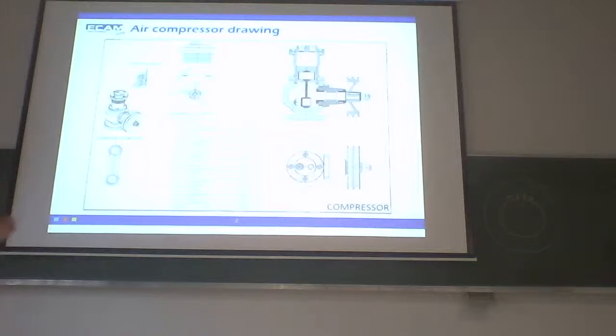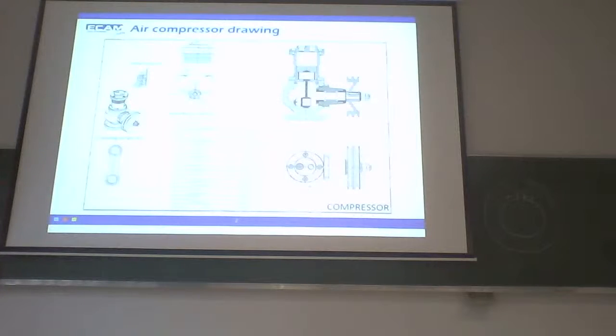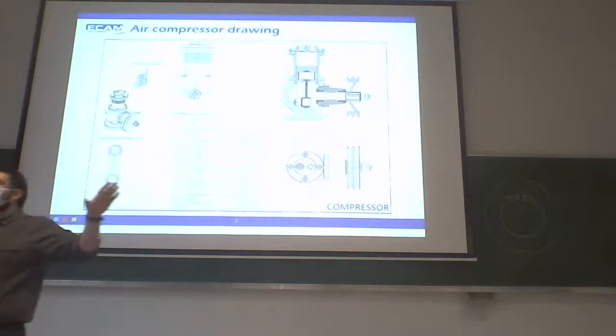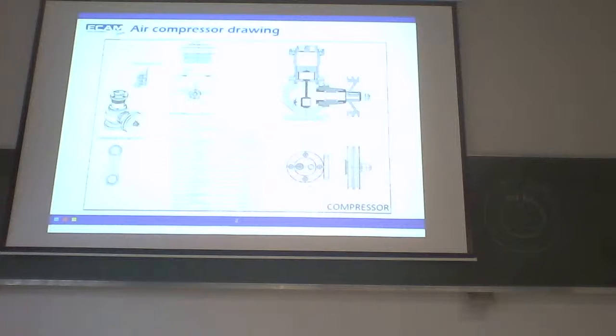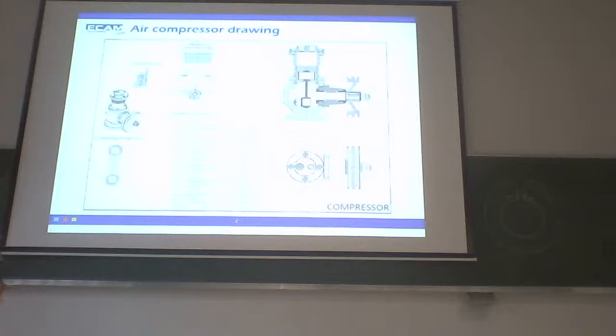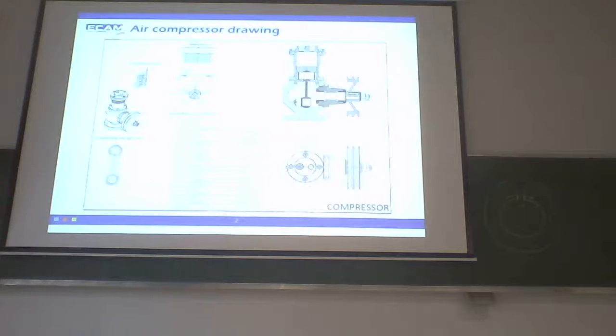For the kinematic analysis, we limit our study, the boundary, to this mechanism, this compressor. So only this drawing. We don't consider the electric motor or the rest. The input parameter is the rotation of the pulley, part 10. The output parameter is the translation of the piston.